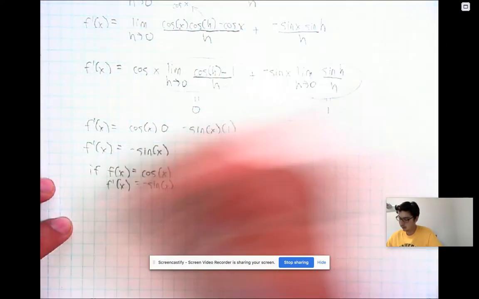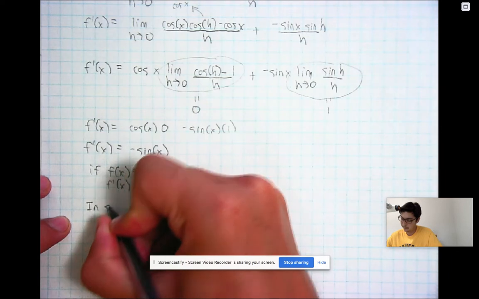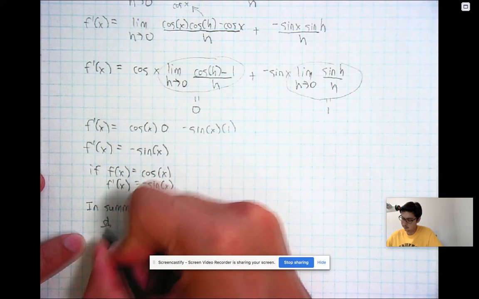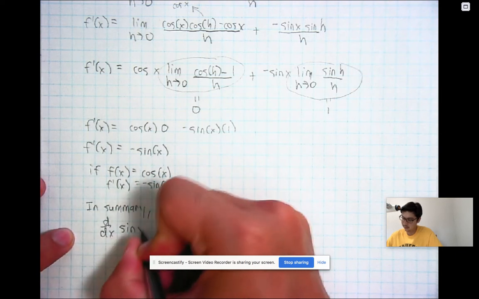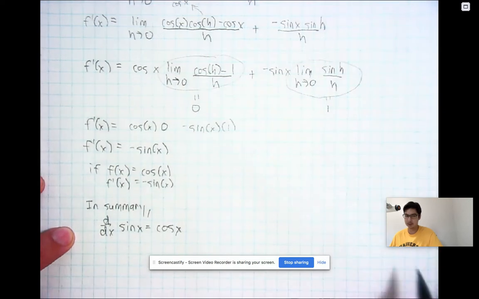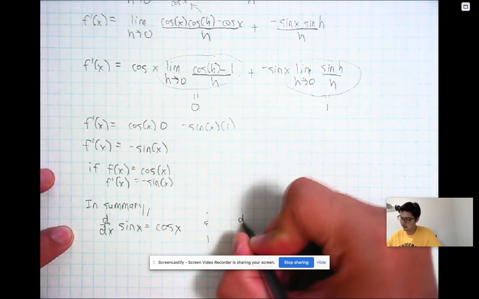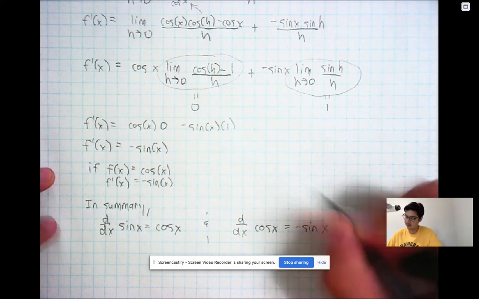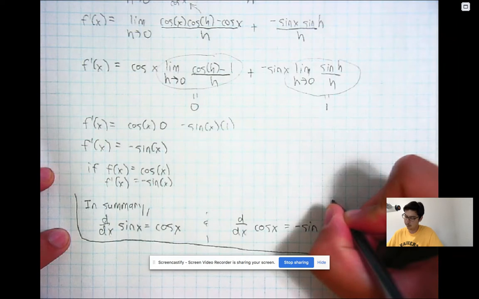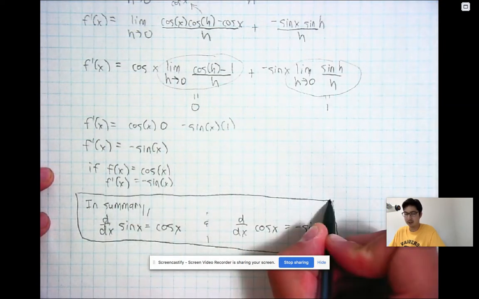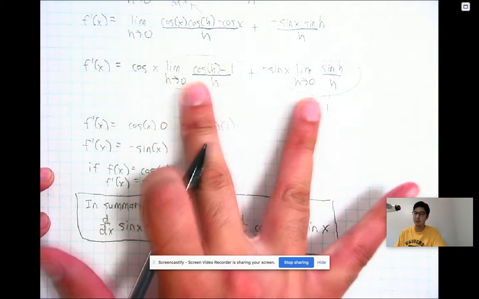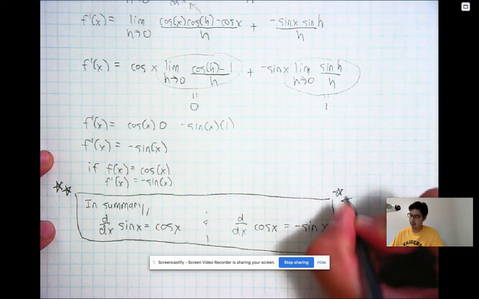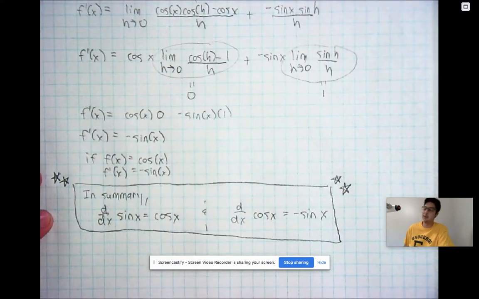So in summary, we have here the derivative of sine of x is equal to cosine of x, and the derivative of cosine of x is equal to negative sine of x by the proofs above. With one part, this part right here, you could look up if you want to know how those are proven by squeeze theorem, but we're omitting that from this year's curriculum.